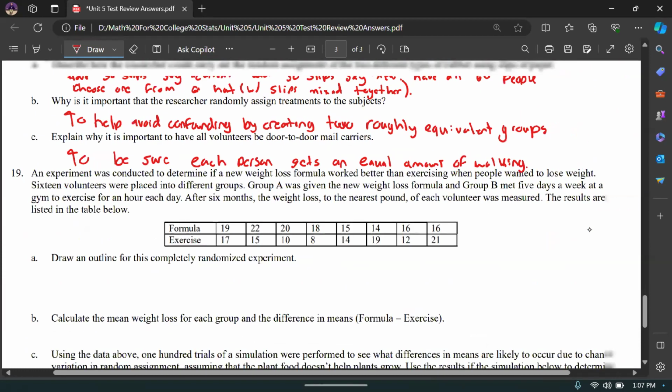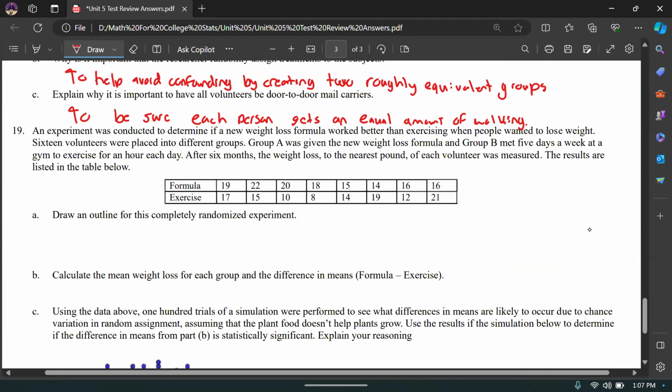All right, number 19. An experiment was conducted to determine if a new weight loss formula worked better than exercising when people wanted to lose weight. 16 volunteers were placed into different groups. Group A was given the new weight loss formula, and Group B met 5 days a week at a gym to exercise for an hour each day. After 6 months, the weight loss to the nearest pound of each volunteer was measured.